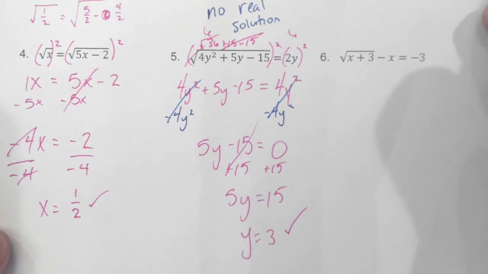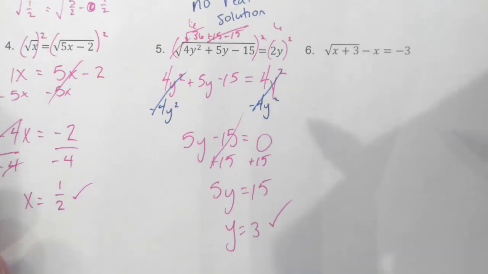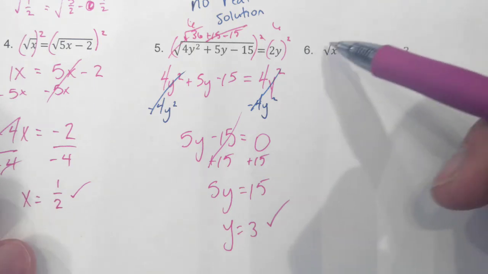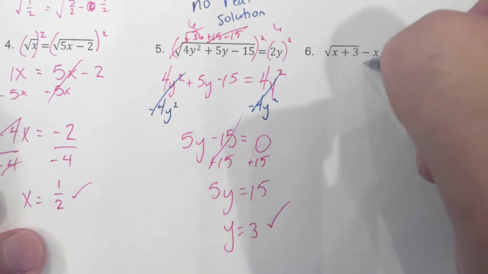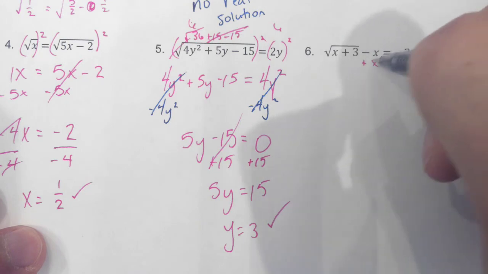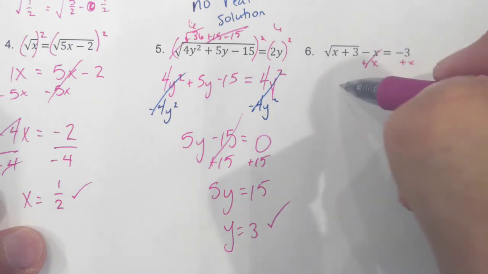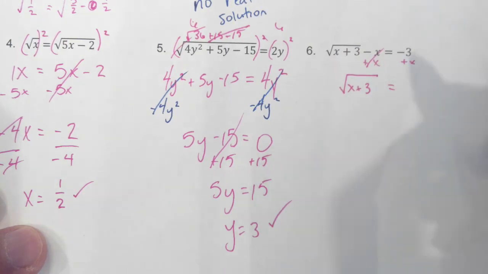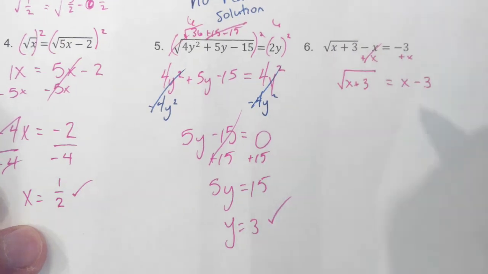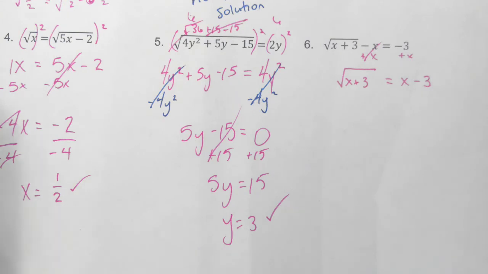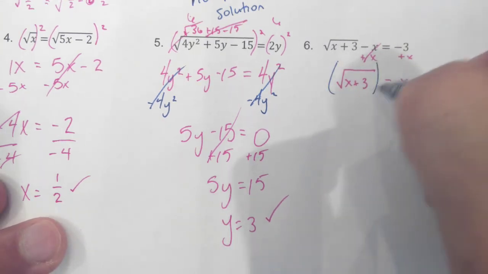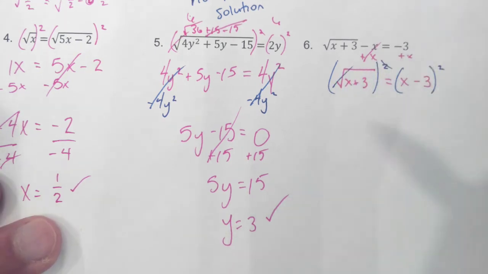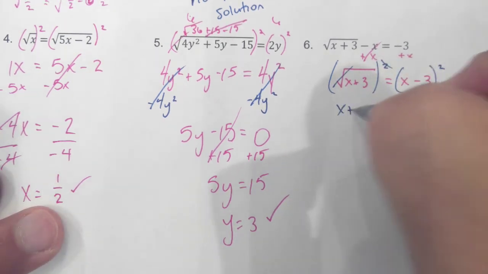Okay. Now let's look at 6. 6 is a tougher type of problem because of what happens. Notice this radical is not on the left side of the equation by itself, so our first step is to add x to both sides of the equation. So I have the square root of x plus 3 equals, if I put that in the correct order, x minus 3. Okay. So now that radical is isolated, we square both sides. The square and the square root cancel on the left side. That's nice and easy, x plus 3.